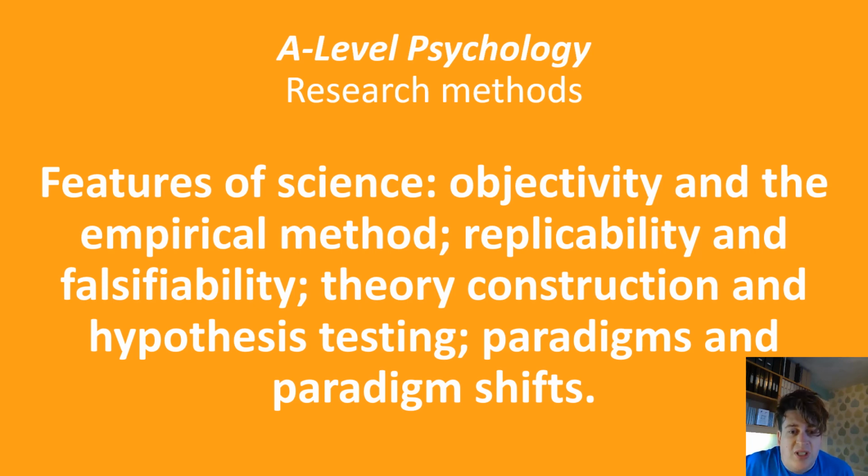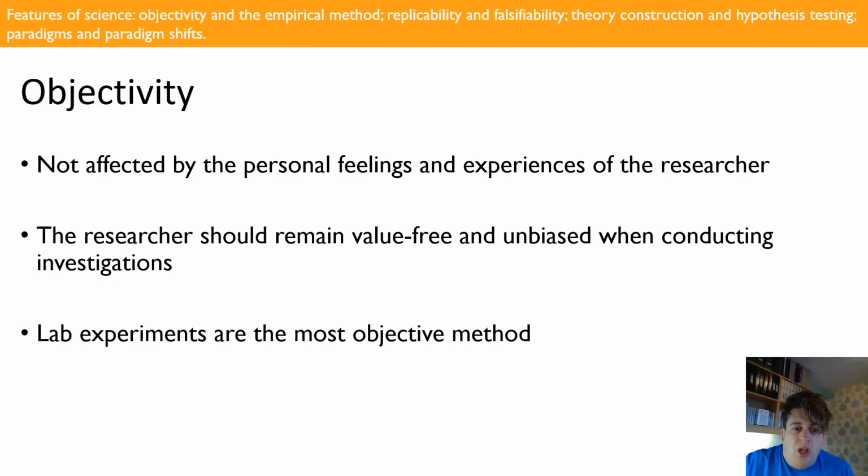So things like objectivity, the empirical method, replicability, falsifiability, theory construction, hypothesis testing, paradigms and paradigm shifts. Because all these are named, they can ask you very specific questions about each of these different aspects of a science. So the very first thing is objectivity.